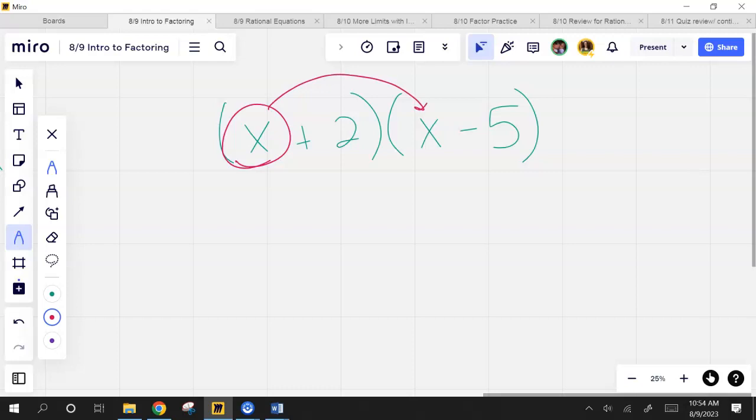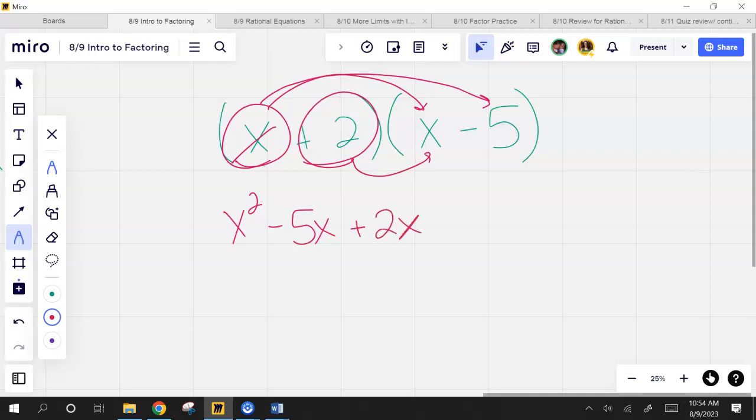So x times x is x squared. X times -5, that's right. Now I'm done with this one, but I move on to the next one, and it's got to distribute through to everything. So 2 times x is, and then to the last one, 2 times -5, that's exactly right.